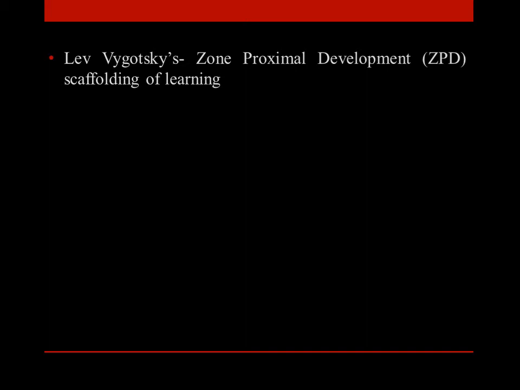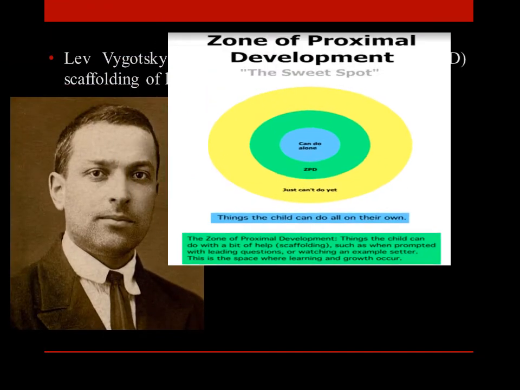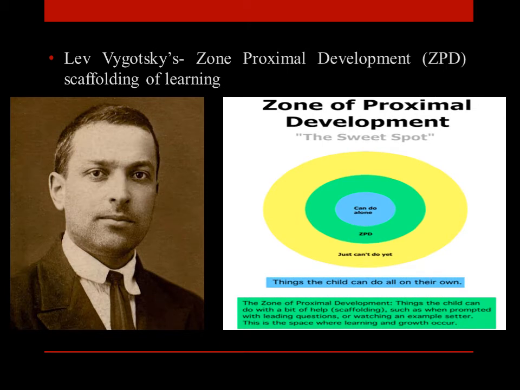Second governing principle is Lev Vygotsky's zone of proximal development, scaffolding of learning. Zone of proximal development refers to things one can do with a bit of help or scaffolding, such as when prompted with leading questions or watching an example being set. This is the space where learning and growth occur. As you can see on the picture, in the yellow one, the learner can't do the activity yet. He needs the help of others, and that is the green, the ZPD. After helping him or her, he can now do the activity without your help. That is Lev Vygotsky's zone of proximal development. In short, learning through the help of others.